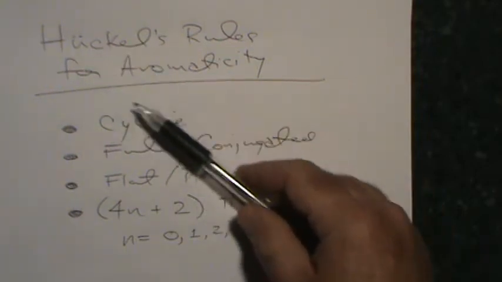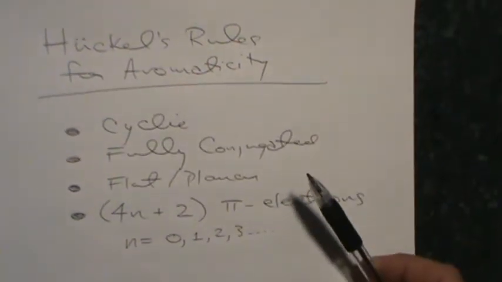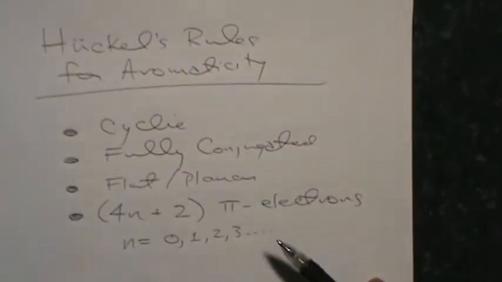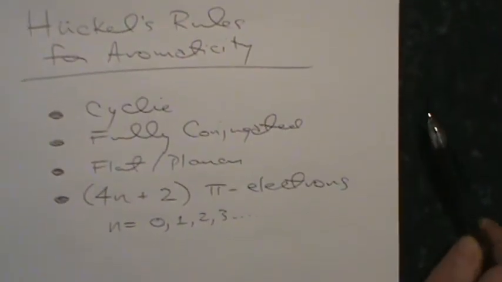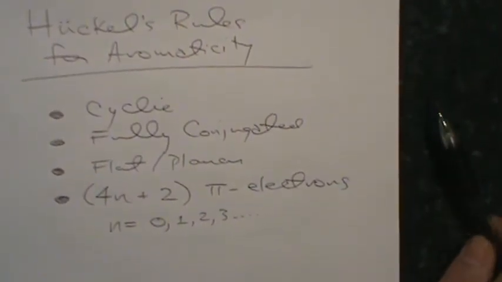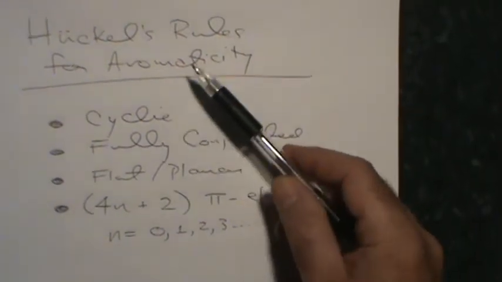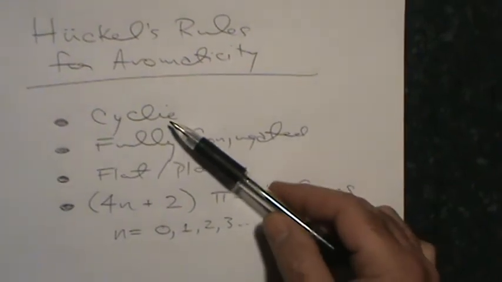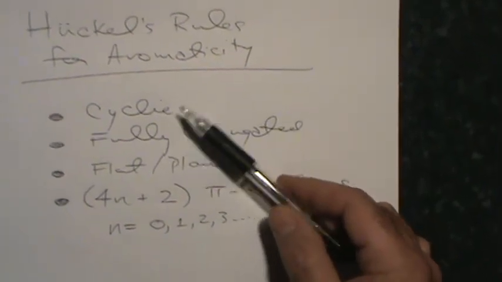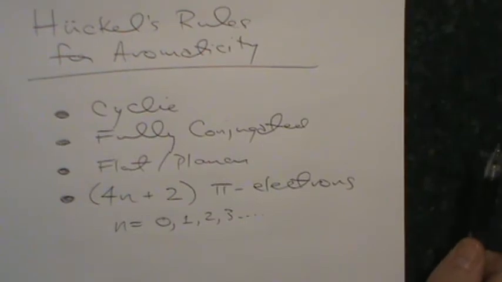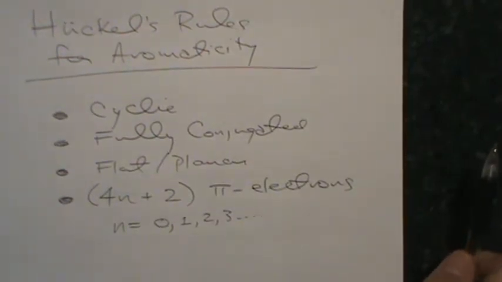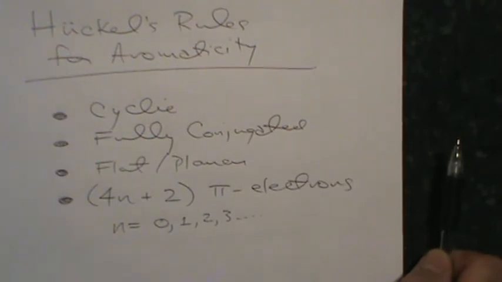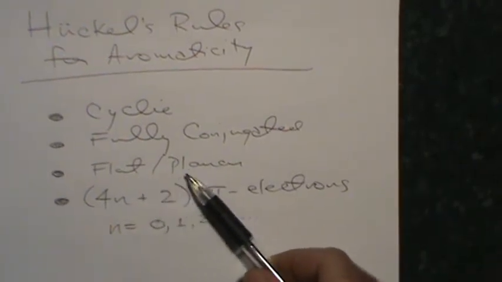Now, Huckel was a theoretician, and he knew this, and he studied these aromatic compounds. And what we're going to look at here is just the output of his work. We're not going to delve into the high-level quantum mechanical calculations. We're just going to look at the output. Huckel's rules, Huckel's mathematical treatment, tell us that aromatic compounds must be cyclic. So, kind of like benzene. Benzene's in a ring. They must be fully conjugated. Benzene is fully conjugated. They must be flat or planar.